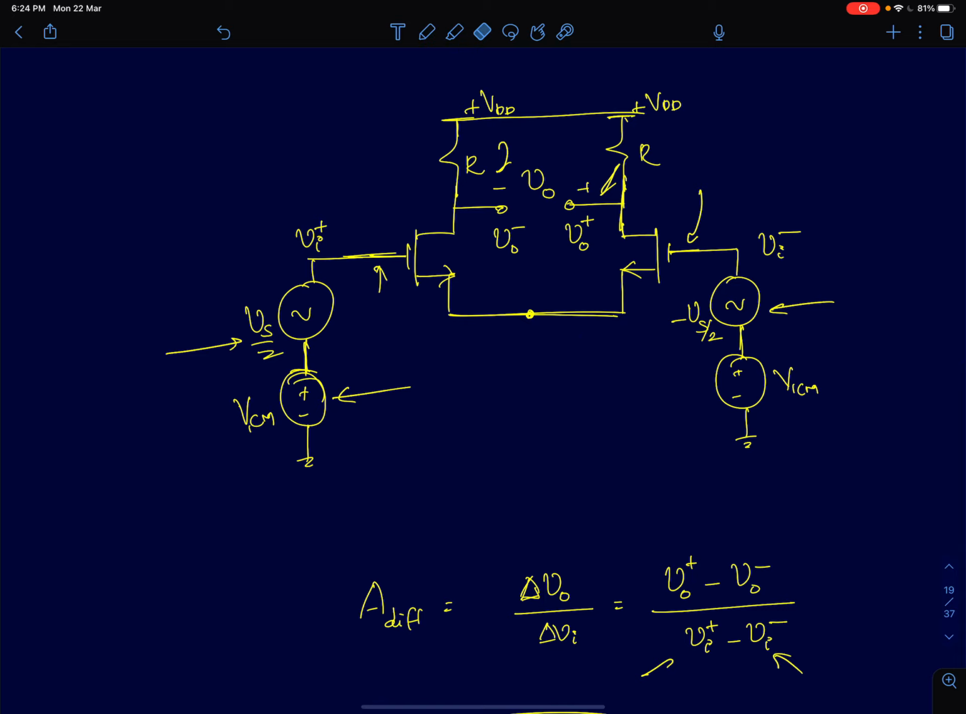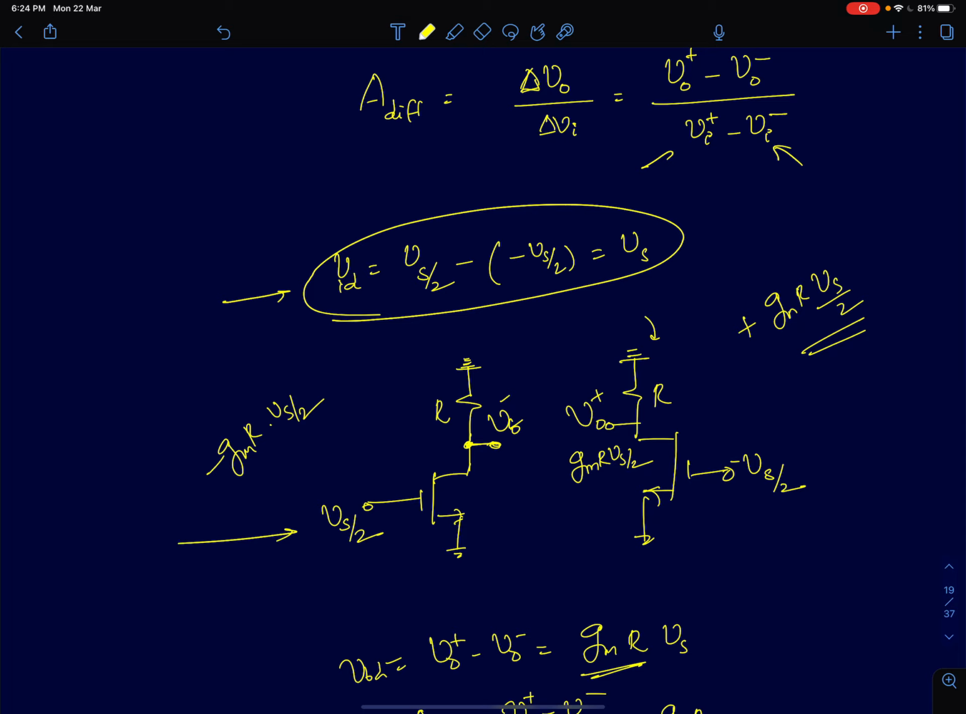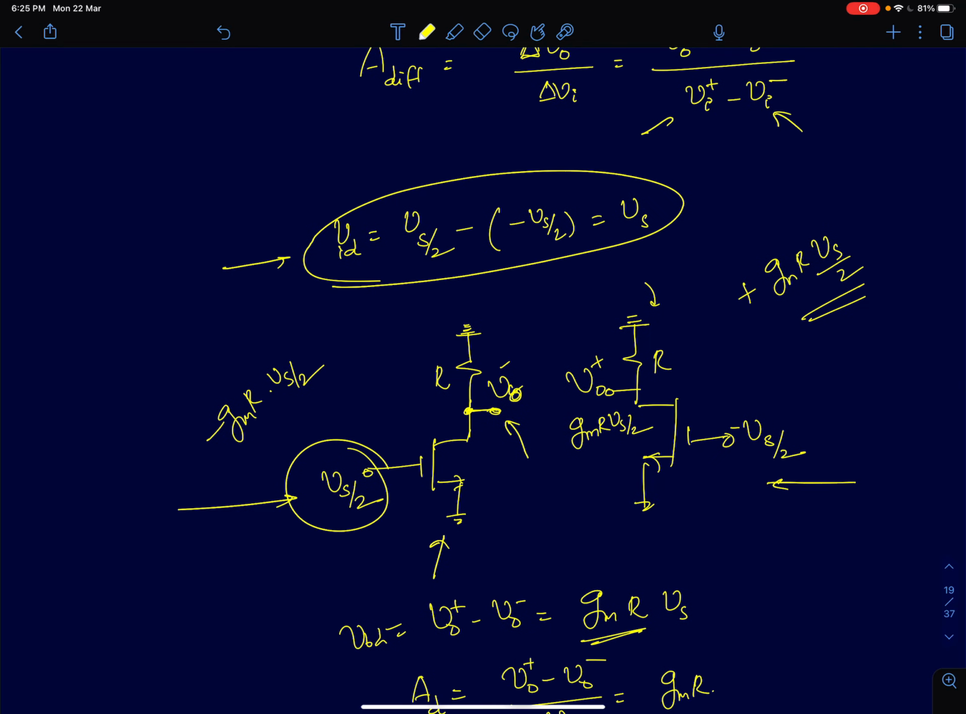So this node here will come to AC ground, and these two nodes will also be at AC ground, and the supply will also be at AC ground. So that's what I've shown here. After drawing the small signal AC model for the differential amplifier, the input fed to the first amplifier is Vs by 2, and I've called the drain terminal of the first amplifier VO minus.